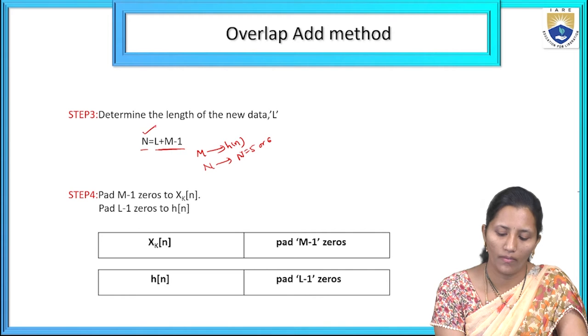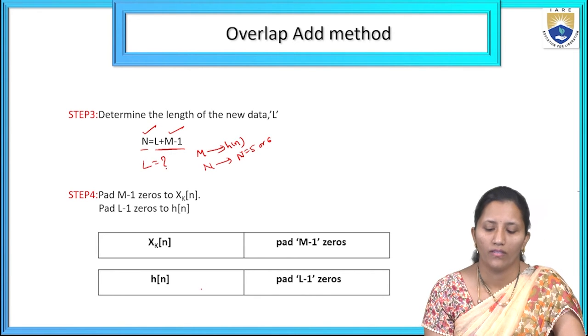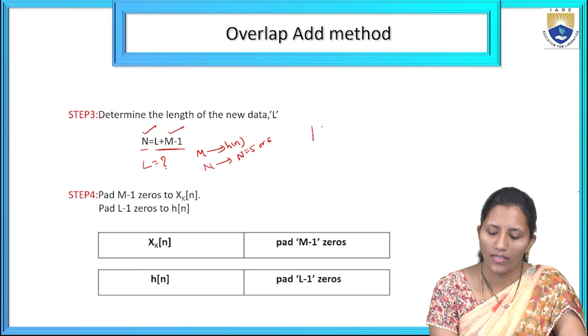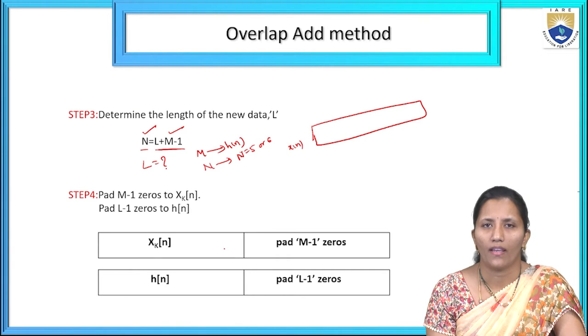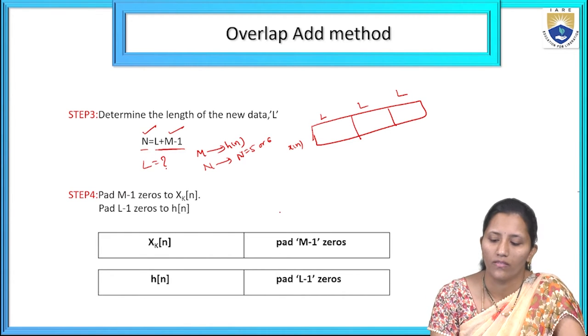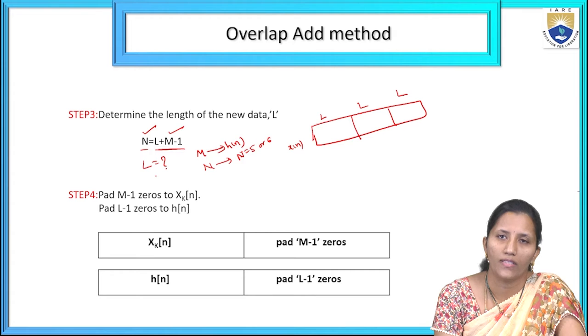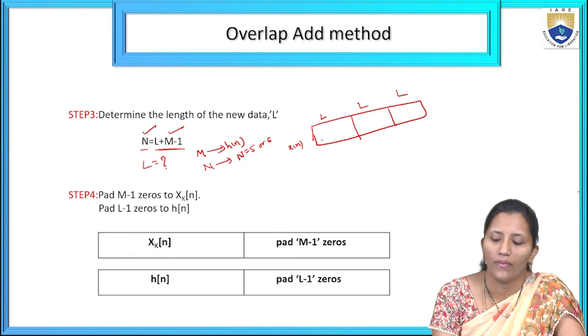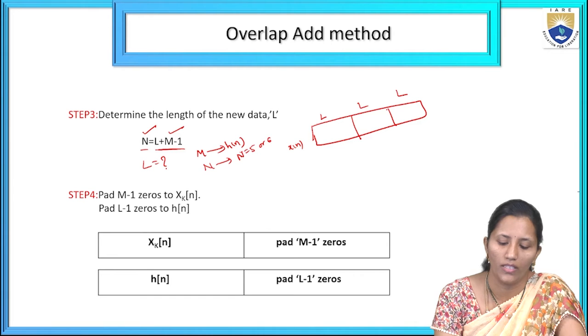From that, if you know the N value and M value, we have to find out the L value. So what does L mean? We have the long duration input x of n, and we have to divide it into L samples. If L is equal to 3, this x of n will be divided into blocks of 3 samples, and we have to mark those 3 samples.